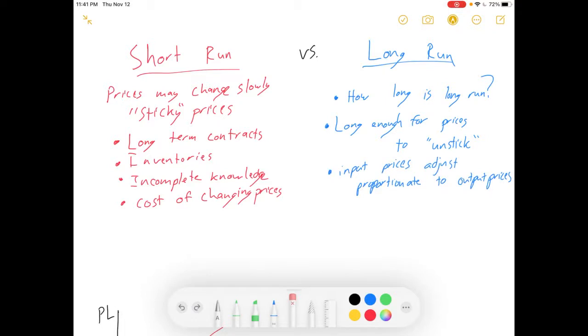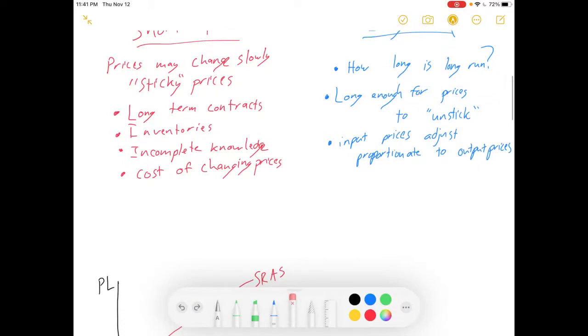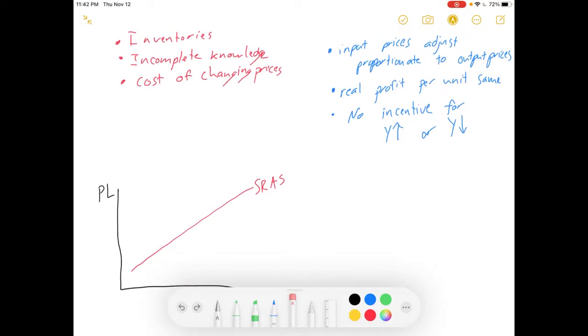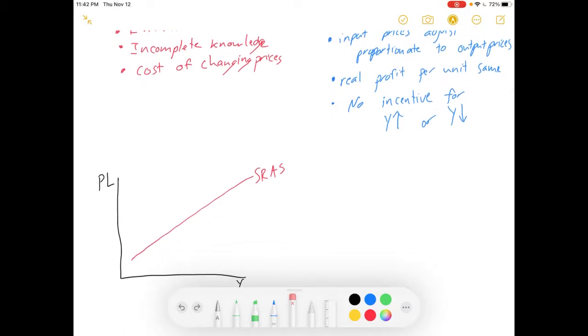In the long run, input prices are going to adjust proportionately to output prices, which means that real profit per unit is going to stay the same no matter what the price level. So I'm not saying we can't make money today, I'm just saying that in the end, input prices will change to match output prices, and real profit isn't really going to change. And that means that there's not going to be any incentive for our supply side of our economy to increase or decrease real GDP. That means that our graph looks very different.